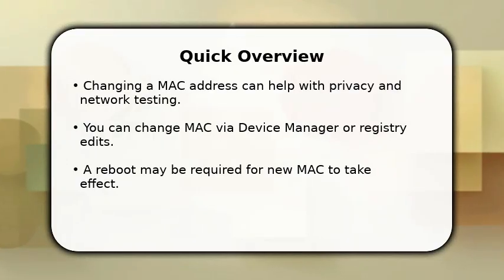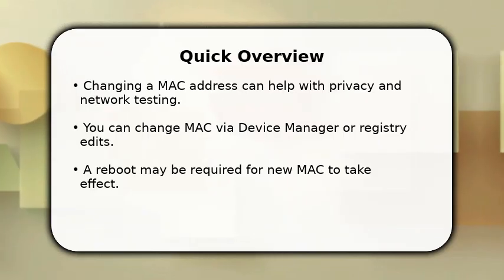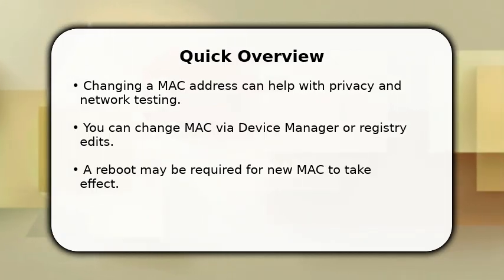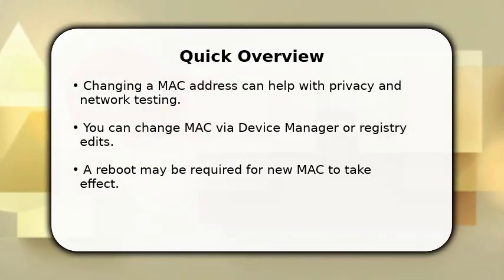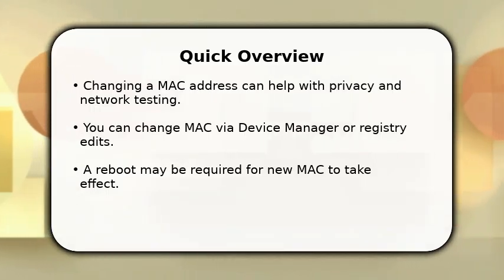In this video, I will show how to change your MAC address on Windows 10. Open Device Manager, locate the network adapter, and open Properties to modify the network address value. If Device Manager lacks the option, use the registry method with care and backup first. Remember to disable and re-enable the adapter or reboot to apply the new MAC address. I will guide you through safe, step-by-step actions.